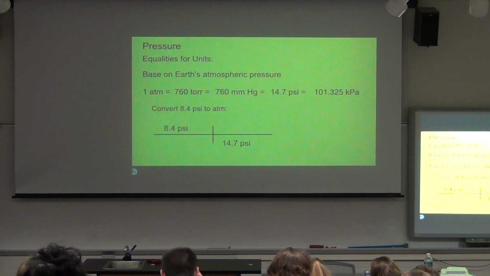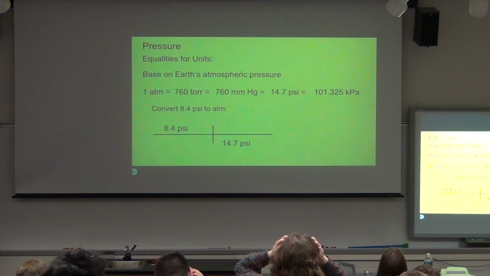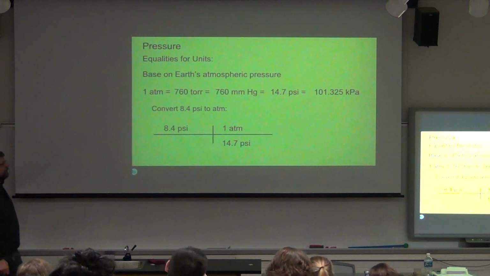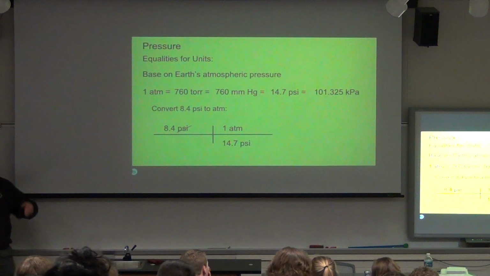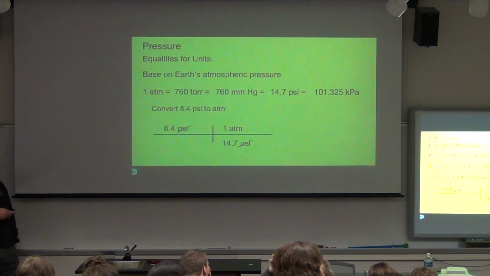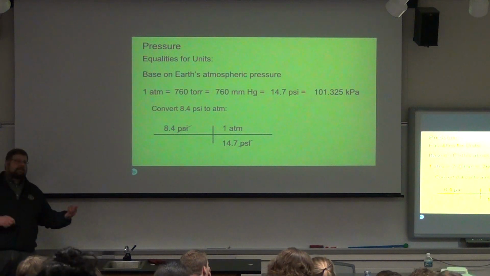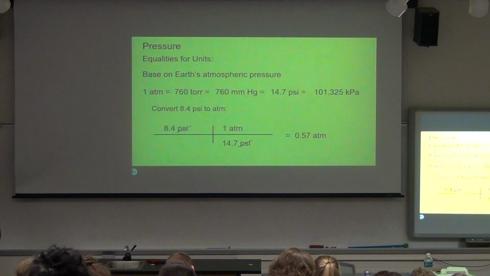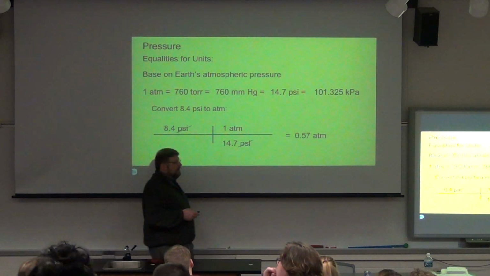And these are all up here. They're all equal to each other. So I find what is my atmosphere amount? 1 atmosphere. My units of psi are going to cancel out. And then I do my math. Take out your calculator, plug and chug. Your answer would come out to 0.57 atmospheres. You take 8.4 divided by 14.7.